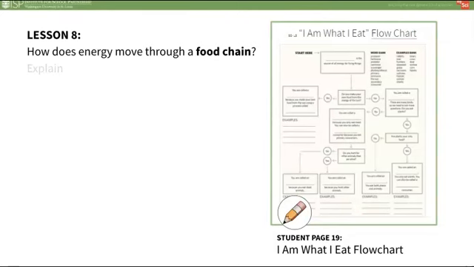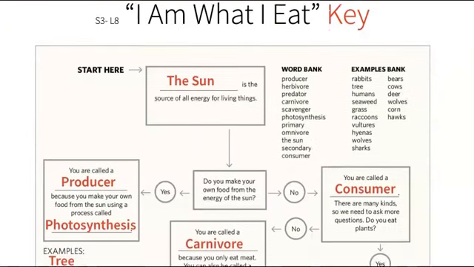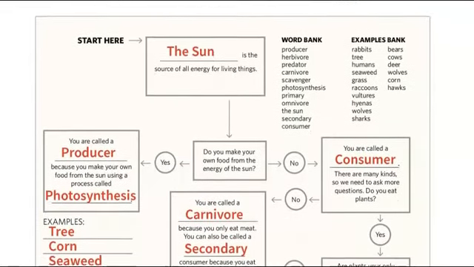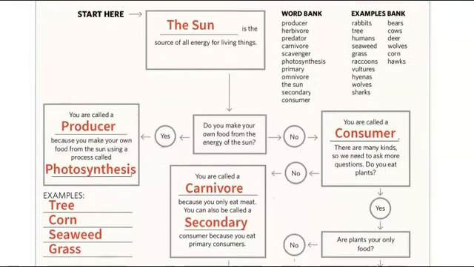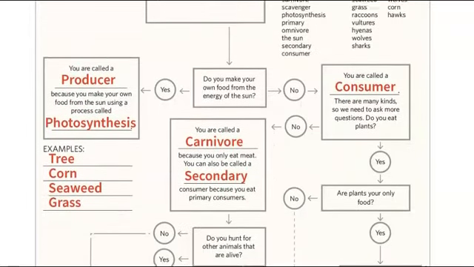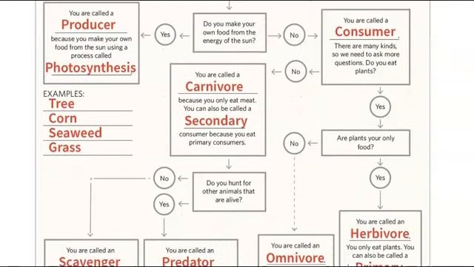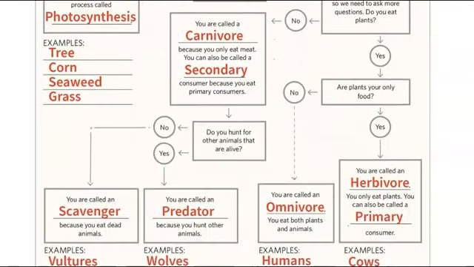If you would like extra practice for vocabulary, have students complete the I Am What I Eat flowchart on student page 19 of their science journals. Give students a chance to work through the flowchart individually or in pairs. When they think they have finished, go through the flowchart step by step. Ensure that students are discussing each result and correcting any mistakes that they may have made. The answer key for this handout is on teacher page 19.